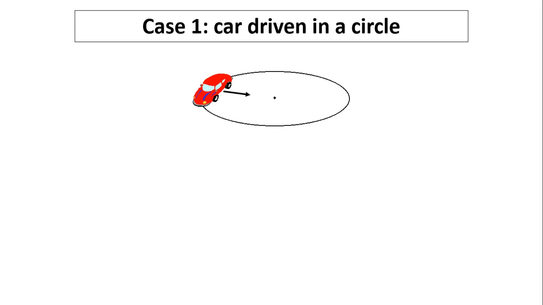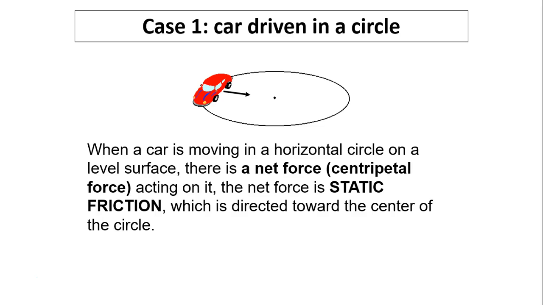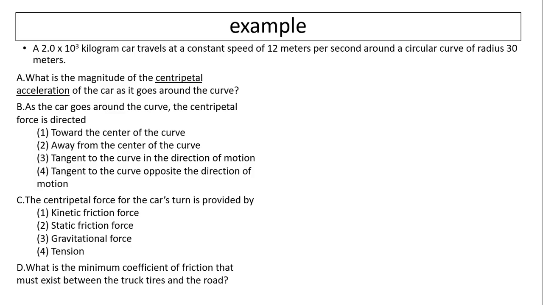Let's consider case 1, a car driven in a circle. In this case, when a car is moving in a horizontal circle on a level surface, there is a net force. That net force is centripetal force acting on it to cause it to turn. This net force is provided by static friction, which is directed toward the center of the circle. It is static because the car is not moving toward the center. The car is moving around the circle. Let's take a look at the first example.